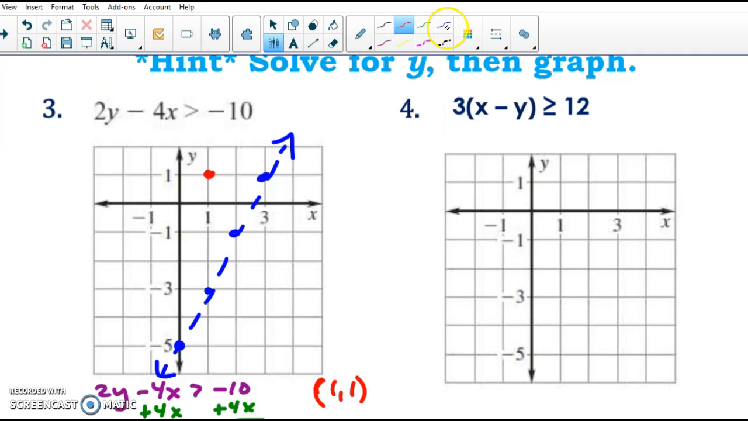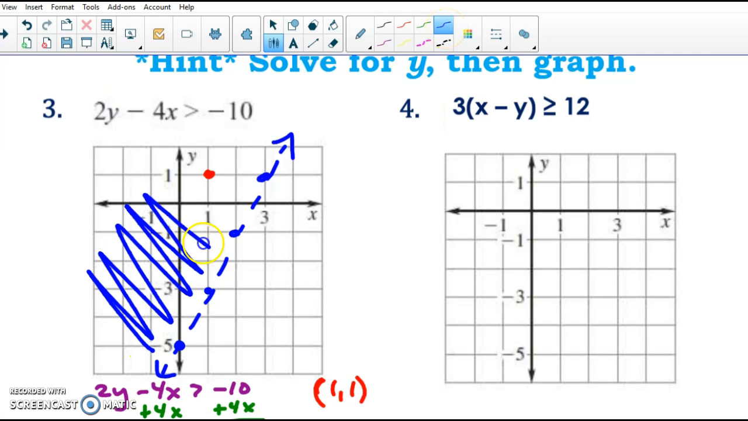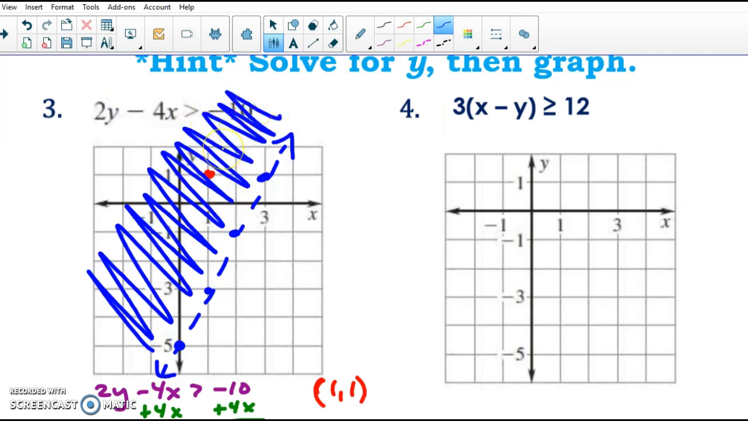So what that tells me is that I need to shade this half of the coordinate plane because this is my solution set. Because the test point was a solution, so I shade this area.